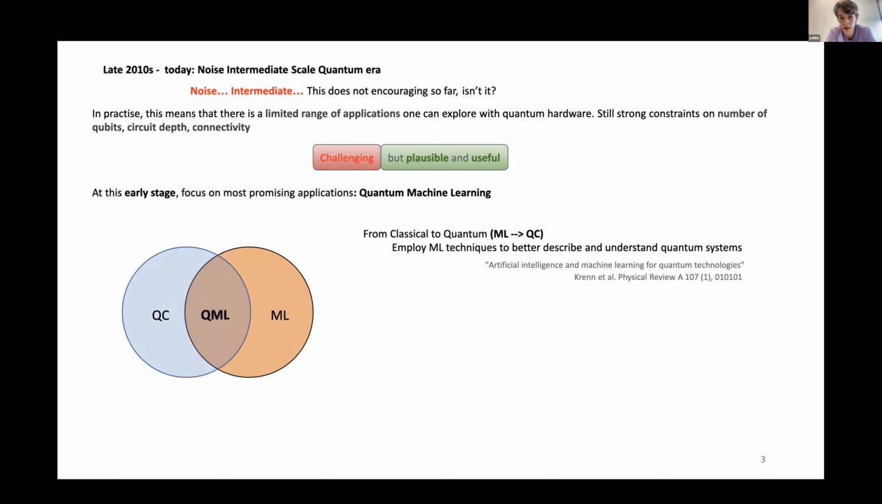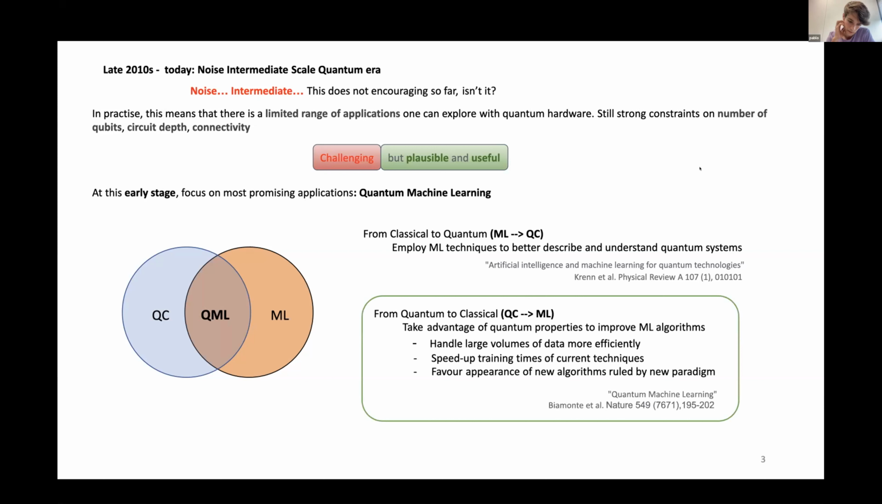In this case, we mean just the opposite thing, in the opposite direction. We are employing quantum systems, quantum phenomena, in order to improve machine learning algorithms. This is what my talk is about. And it can be, for example, to handle larger volumes of data more efficiently, to speed up training times, or maybe to create new algorithms that cannot be developed by means of classical devices, by classical software.